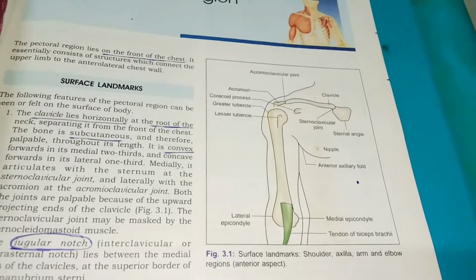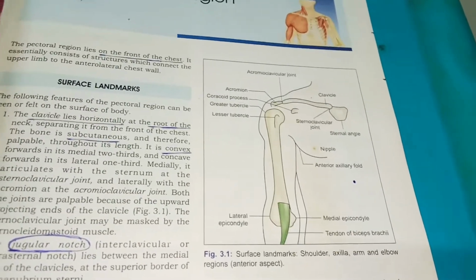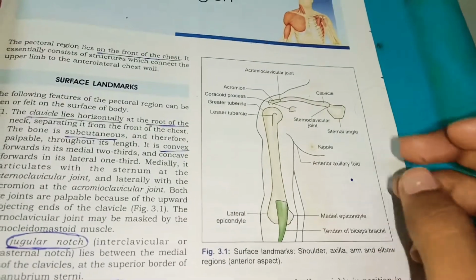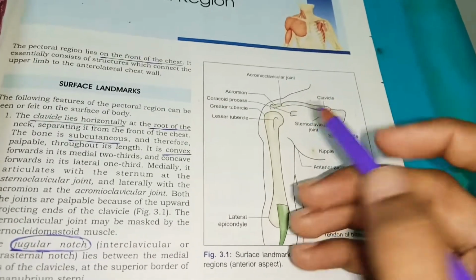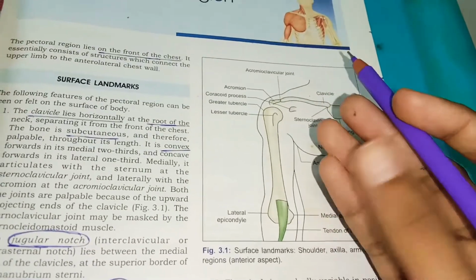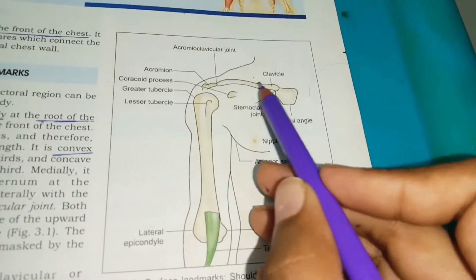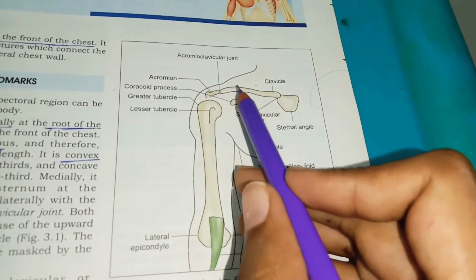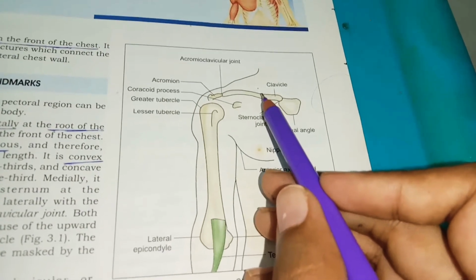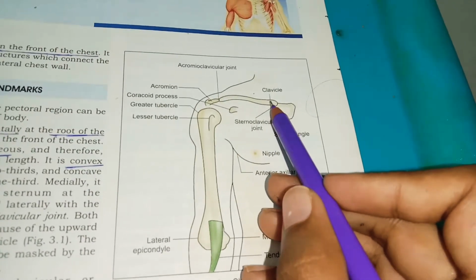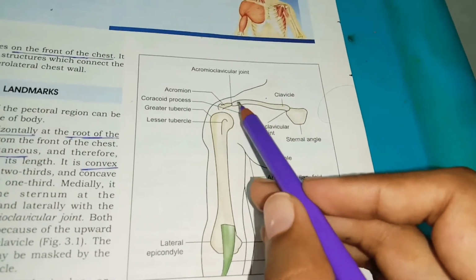You can even palpate it now. It's a subcutaneous bone, so it's palpable, and on palpation you can feel that bone. The clavicle is divided into medial 2/3 and lateral 1/3, which I have already explained in my separate bone lectures. The medial 2/3 is convex forwards, it's an S-shaped bone, and the lateral 1/3 is concave.